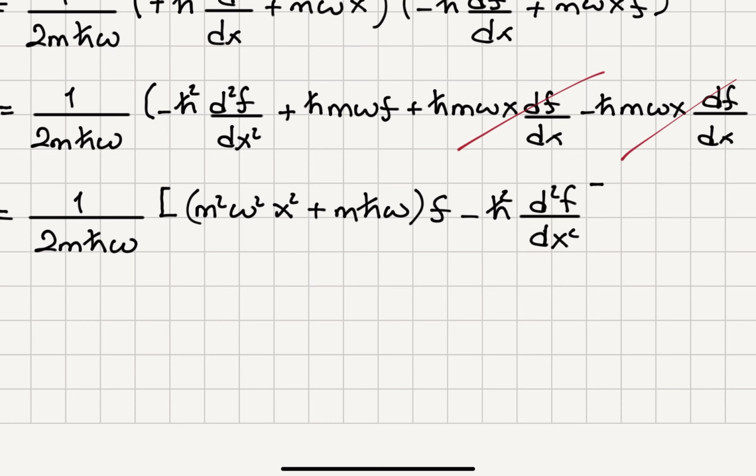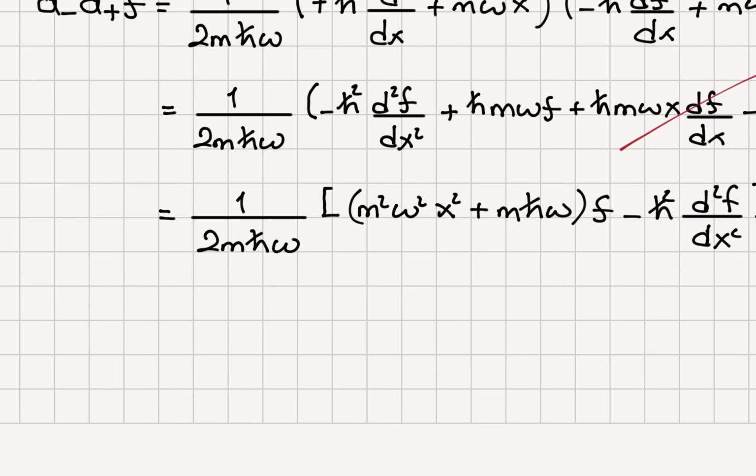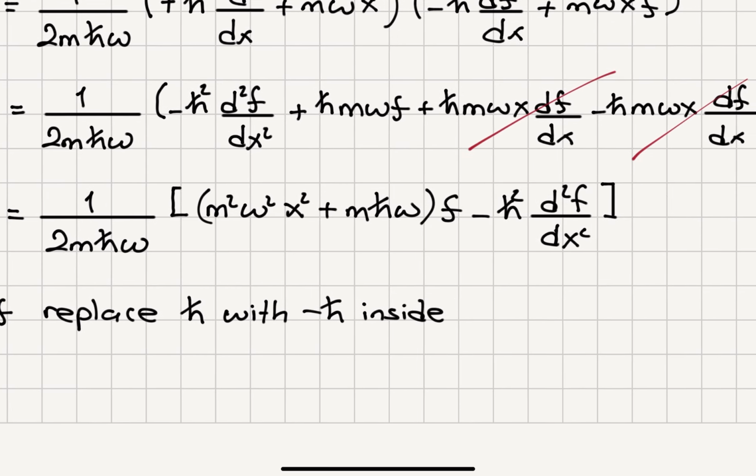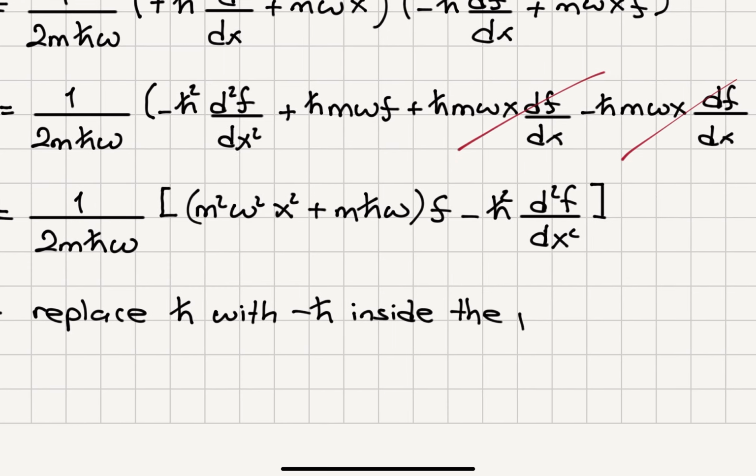Now for the other term in the commutator, which is a plus a minus applied to f, what we will do is replace plus h bar with minus h bar inside the parentheses, because that's the only difference between these two operators, the sign of h bar.